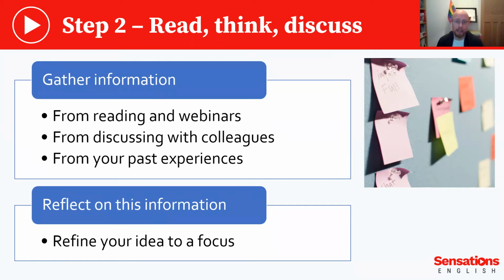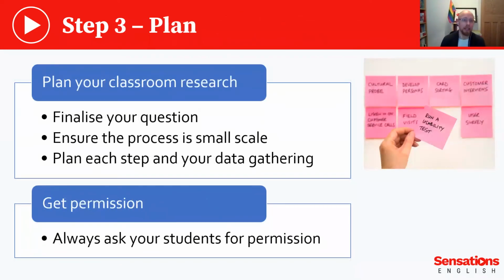So the next thing then to think about is planning your research. First thing to do is to then finalize your question and make sure the process is small scale. The question will define that partly, and the activities you choose to investigate that question will define it as well. And plan each step in the process and how you're going to gather the data.